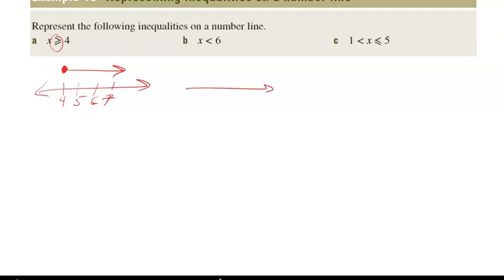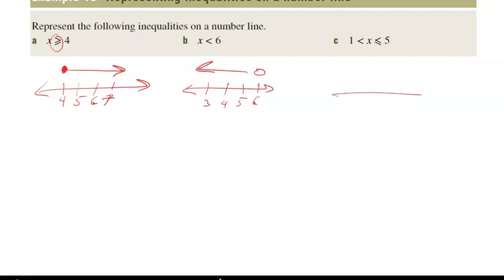For this one, x is less than 6. So let's take 6, 5, 4, 3. So x cannot be 6 because there's no equal to there, but it's going to be anything less than 6. So it can be 5.9999999 and so on, but it cannot be 6.